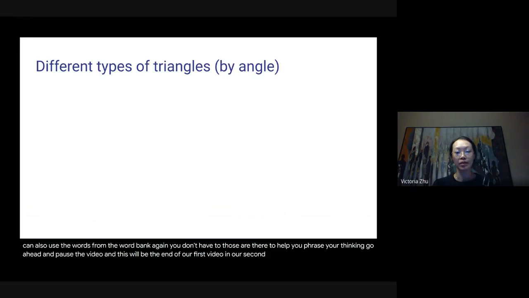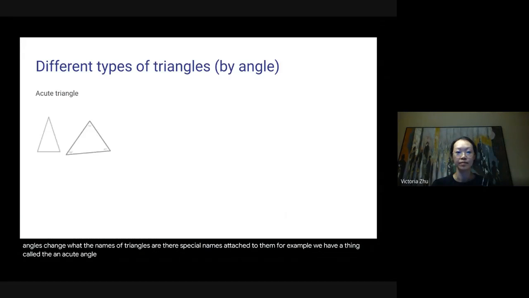In our second part, we're going to see how the angles change what the names of triangles are. There are special names attached to them. For example, we have a thing called an acute angle, and they look like this. Inside the angles, they are all acute if you look at them. Sometimes they may be labeled with degree measures.